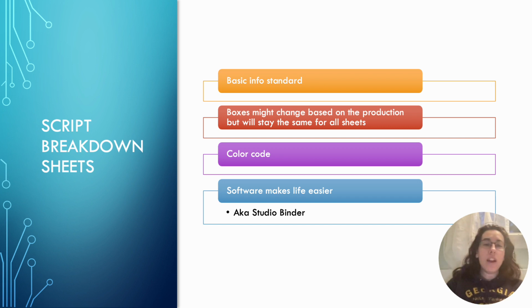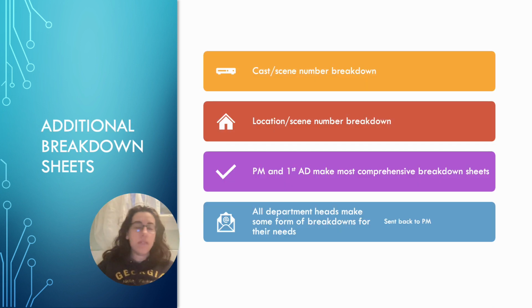So the production manager and first AD may also do a couple other breakdowns that make life easier, like a cast and scene number breakdown, so you can quickly see how many scenes a cast member is in, and that's before you do your day out of days report. That's just so you get a good feel of how many scenes is this person really in. The location and scene breakdown, so that you see how many times are we using these locations before you go try to figure them out.